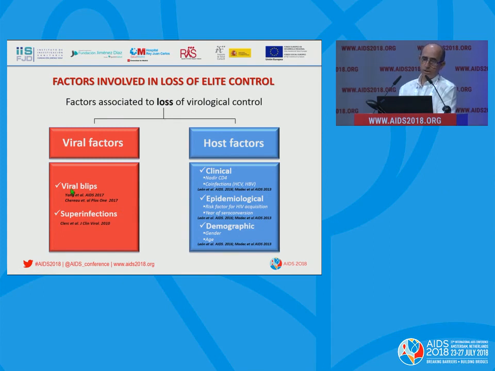Viral factors such as the existence of a high frequency of viral blips or, of course, a superinfection have been associated with the loss of control in some patients. And among the host factors, clinical, epidemiological, and demographic factors have been involved in this phenomenon, such as the nadir CD4 counts, the existence of co-infections with hepatitis C or B viruses, the risk factor of HIV acquisition, the year of seroconversion, gender, and age.